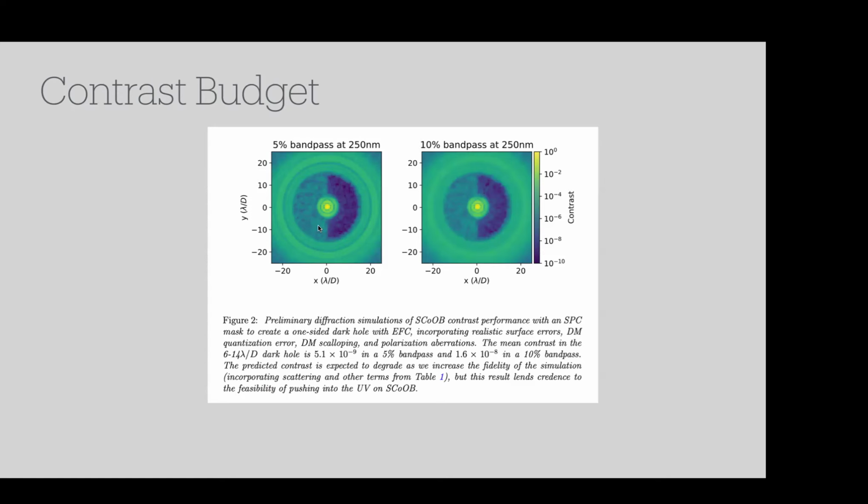In the one case, we predict that we ought to be able to get to the 5 times 10 to the minus 9 level in the 5% bandpass, and then 2 times 10 to the minus 8 in a 10% bandpass. This is, of course, optimistic, right? We're not including scattering, we're not including a bunch of other terms. So these numbers should all get worse once we have higher fidelity models. But it's the initial work that suggests that you actually ought to be able to do something in the UV on SCoOB. So it's the start of the contrast budget and then into modeling work.